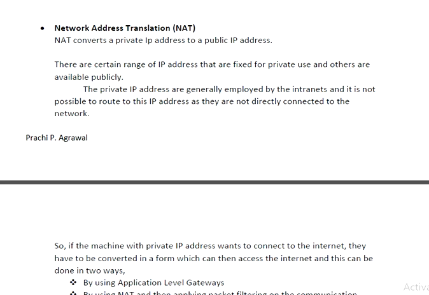The private IP addresses are generally employed inside a network, and it is not possible to route to these IP addresses as they are not directly connected to the internet.